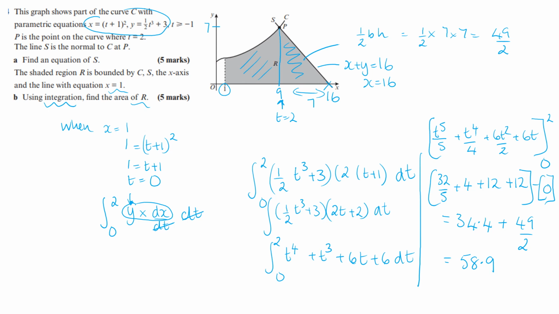Now it did say in the question use integration to find the area, and I did the area of a triangle. So I suppose really we should have got this 49 over 2 by doing the integral between 9 and 16 of our straight line, which is y is equal to minus x plus 16. So if you'd done that with minus x plus 16 and integrated that, that would have given you the same answer, which added together gives you the 58.9.